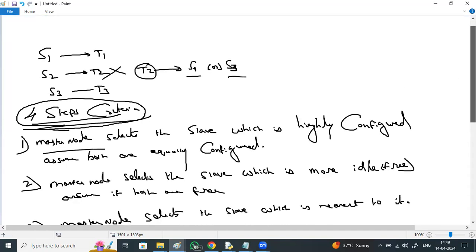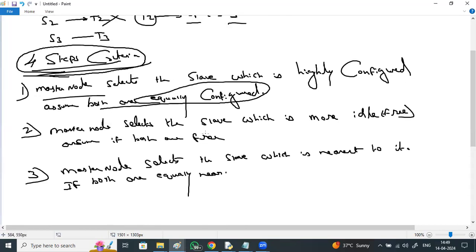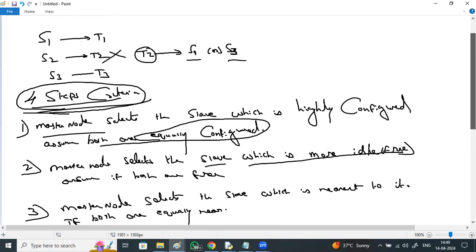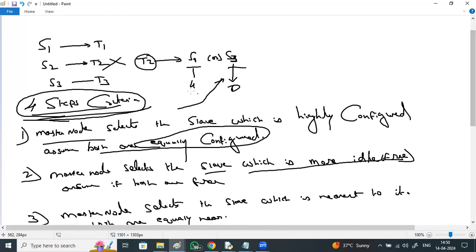The first thing is all are equally configured. Then you can go with the second option, which are more free. Master selects the slave which is more free. For example, S1 is performing four tasks, one after another. Some other 3 tasks are in the waiting state for it. S3, only one task it is performing. So S3 is more free than S1. So you can assign to S3. You cannot burden S1 by assigning one more task to it. Or otherwise, S3 is not performing any task, you can assign to S3. But assume that both are performing 0 tasks. Both are free. If both are free, right?